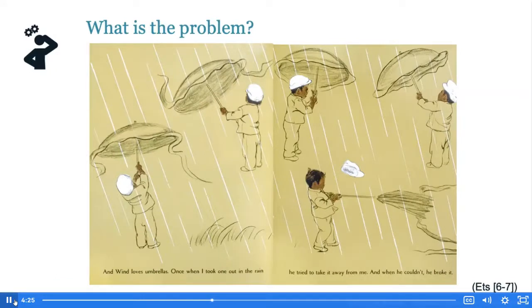So let me think about the problem. The problem is that the wind has blown Gilberto's balloon high in the tree. Let's try one together. Listen as I read these pages and think about what problem Gilberto is having with the wind.